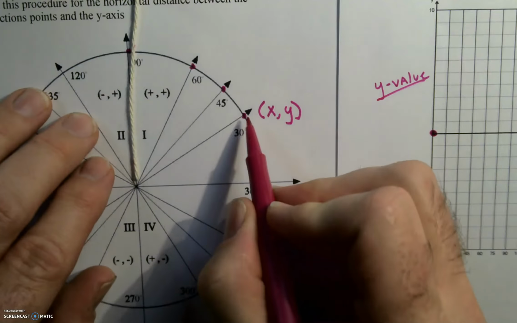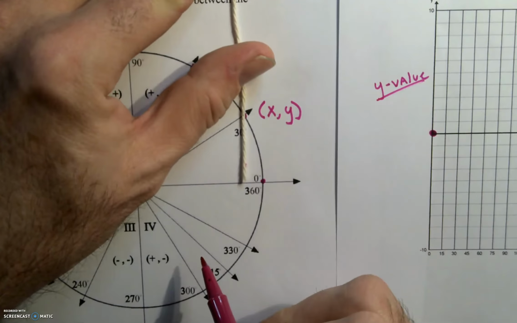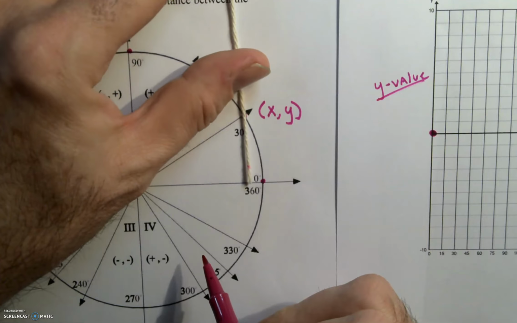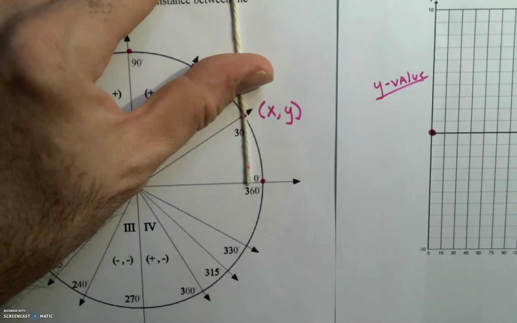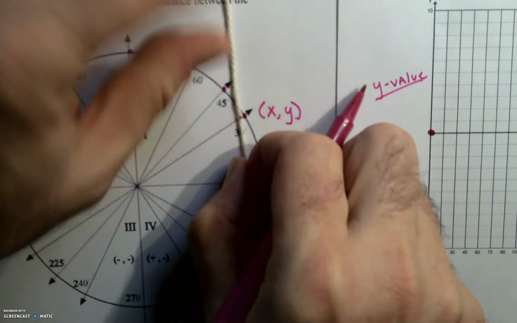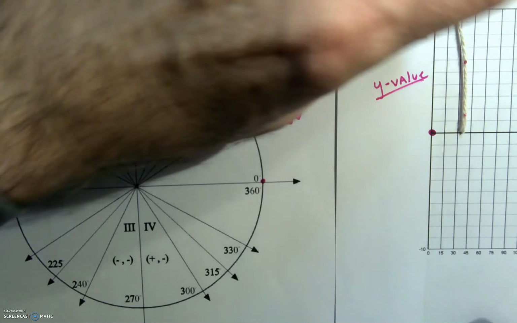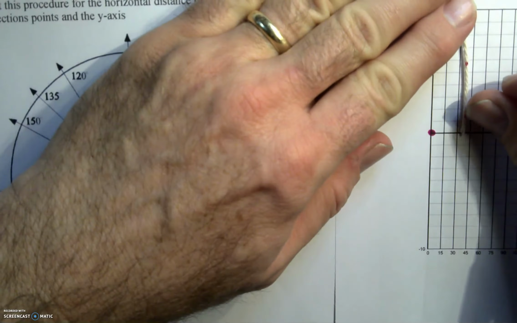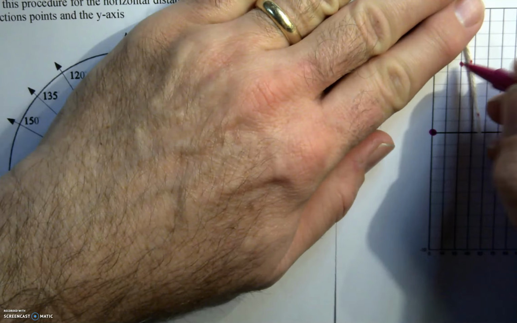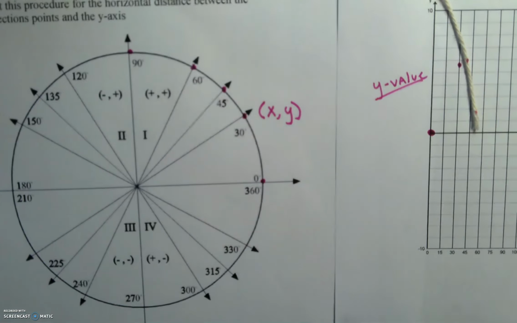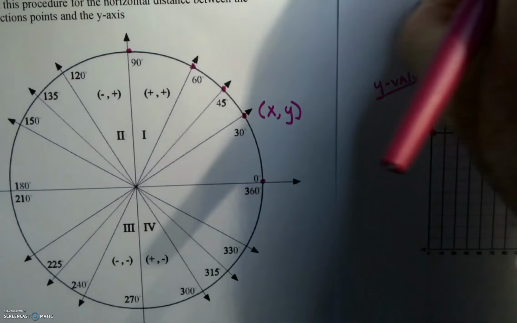Now, when I go to 30 degrees, its y value, well, I've got to figure out how high above the x-axis it would be, about right there. So I'm going to transfer that over, and this would be on the 30 degree mark, about right here. Now, if you'd rather use a piece of paper to measure or a ruler instead of a piece of string, that would be just fine with me.